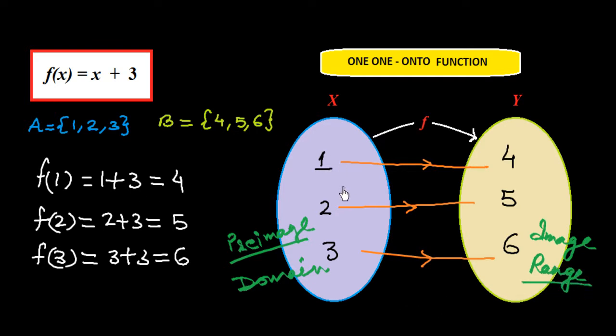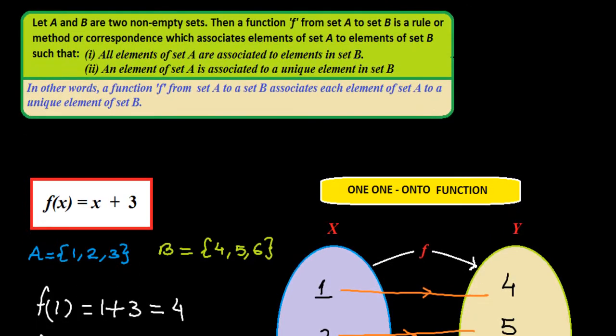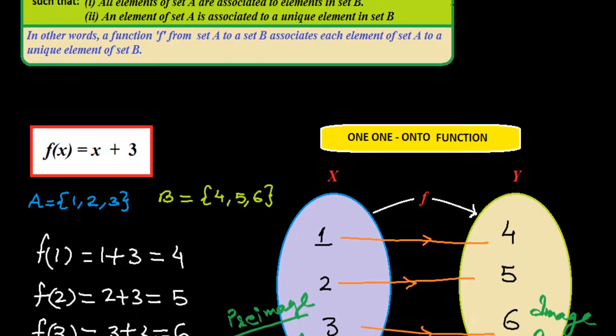So you have seen that it is a function. Now I define according to this definition. Look at this here. All elements of set A are associated to elements in set B. The set A, elements 1, 2, 3, is associated with the elements inside B. No element in A is free. And the second thing, an element of set A is associated to a unique element inside B.